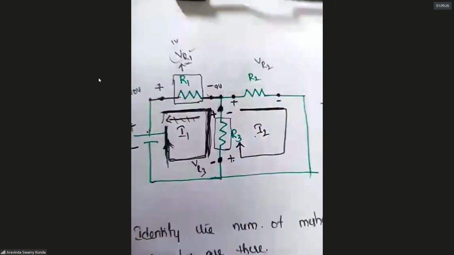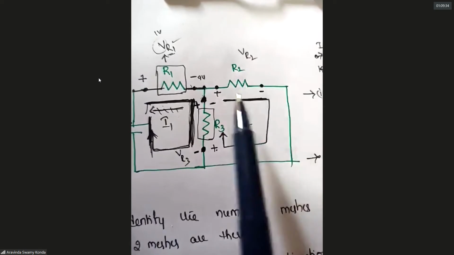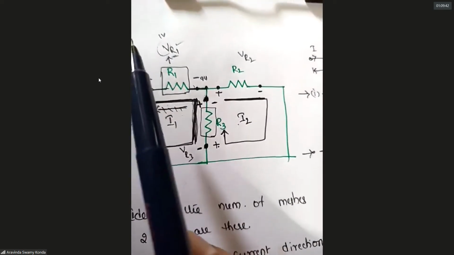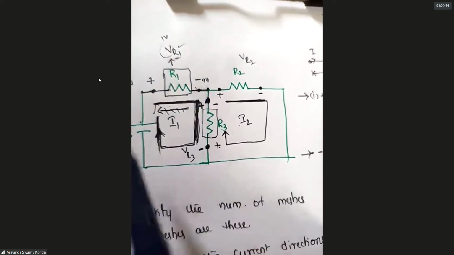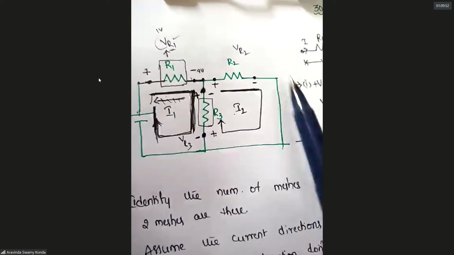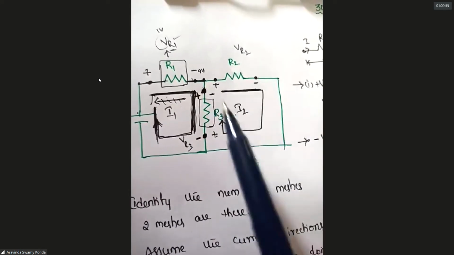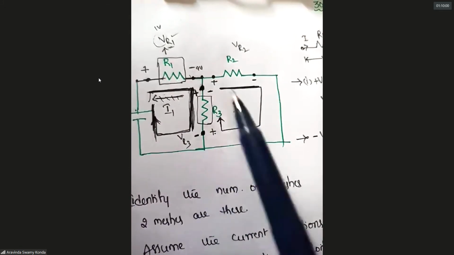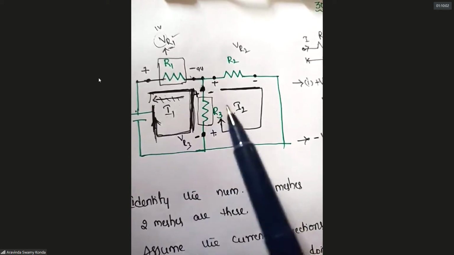See here, you have three elements. R1 is present in the first mesh only. R2 is present in the second mesh only. But R3 is present in the first mesh as well as in the second mesh. R1 is the individual element of the first mesh; it does not combine with the other meshes. R2 is likewise the second mesh element only. But R3 is the combination element for the first mesh and second mesh.